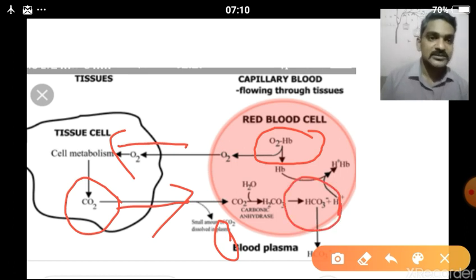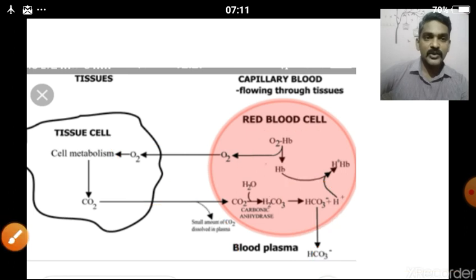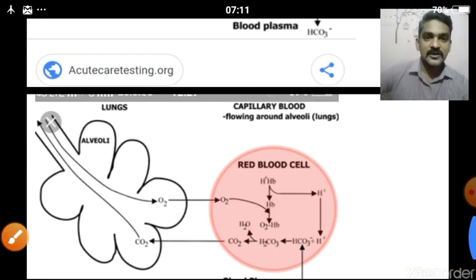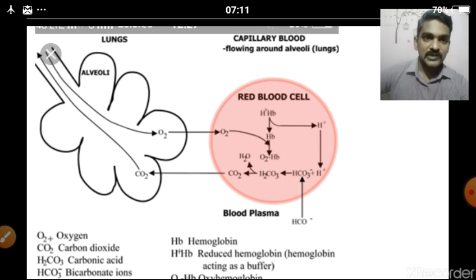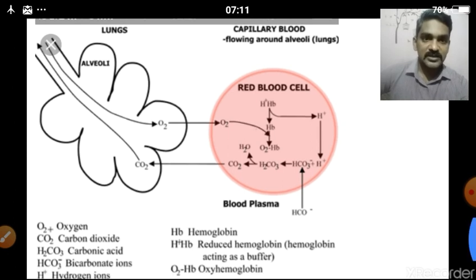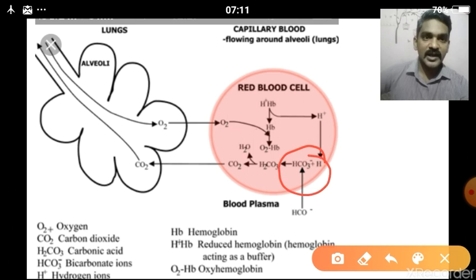You can see here HCO3 minus, bicarbonate, and this is formed with the help of the enzyme called carbonic anhydrase. This is mixed with the blood and transported again to the lungs. After going to the lungs, this bicarbonate is converted again into carbon dioxide and water, and this carbon dioxide is released in the alveoli of the lungs.